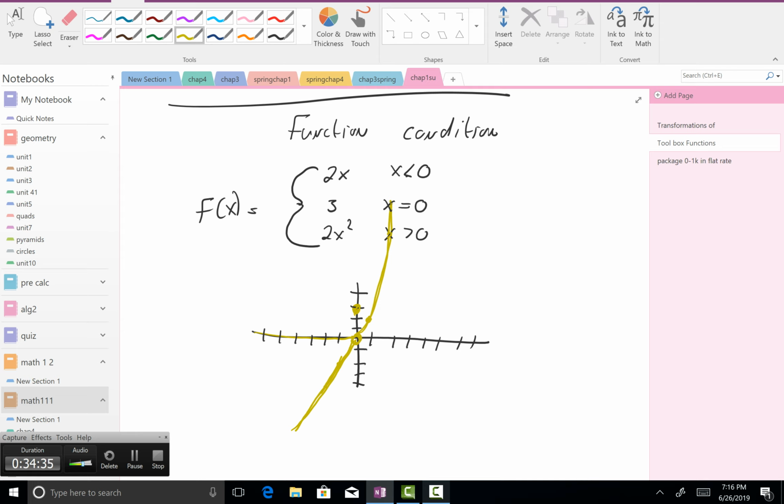So if we trace along this ever so slightly, you'll notice it should jump up there as soon as I hit 0. Okay, it does jump up there. There it goes. Okay, so that's how you enter in a piecewise function.